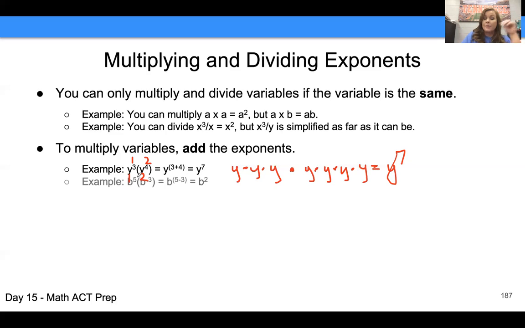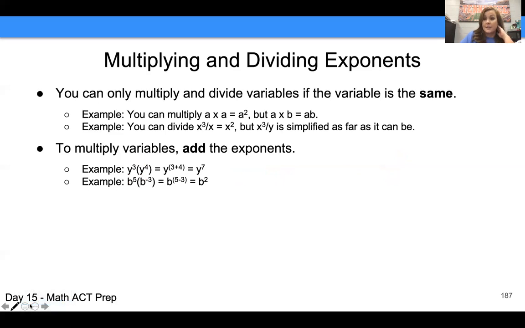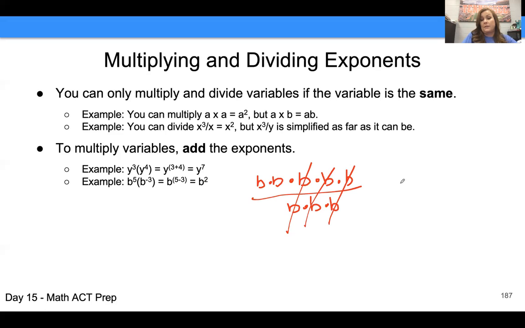The same thing would happen for division. If you're dividing, you're going to subtract the exponents. Because if I drew this one out, it would be b times b divided by 3 b's. Because remember, a negative exponent is directional. It just means if it's in the numerator, you put it in the denominator. If it's in the denominator, you move it to the numerator. So these cancel. B over b is 1. So again, we're left with b squared.